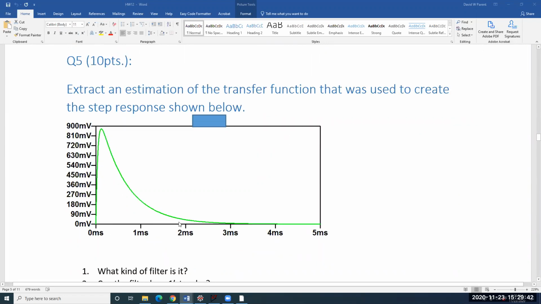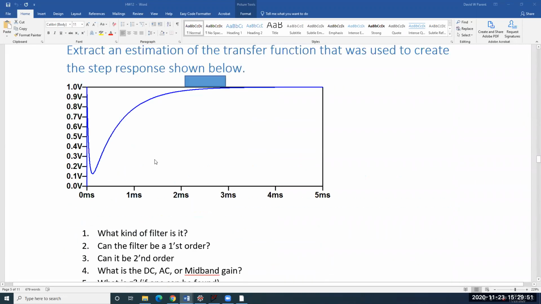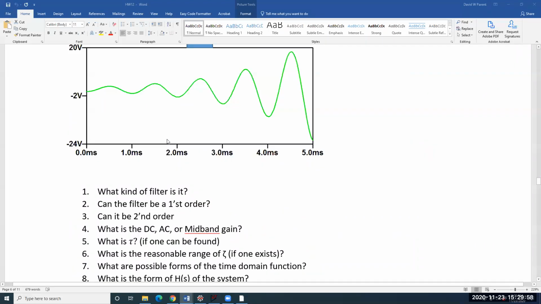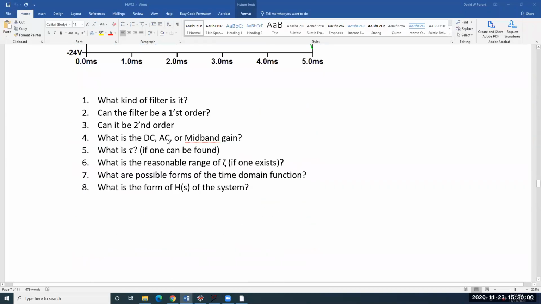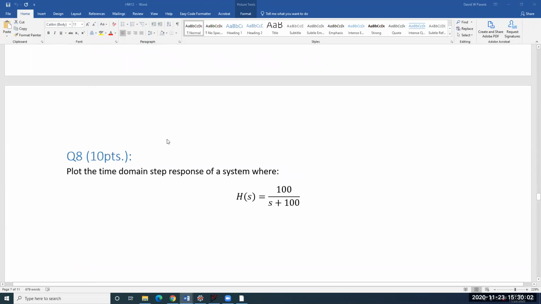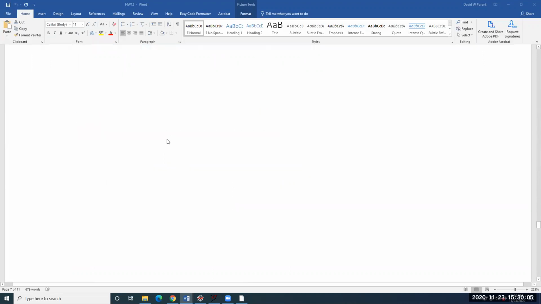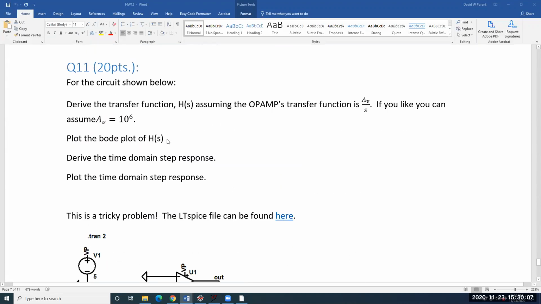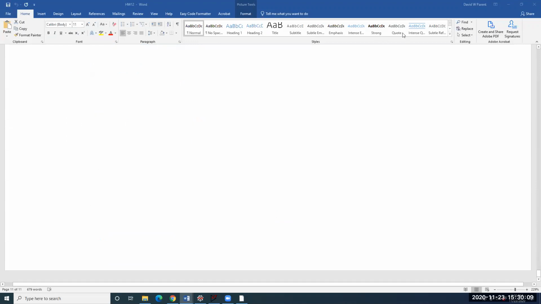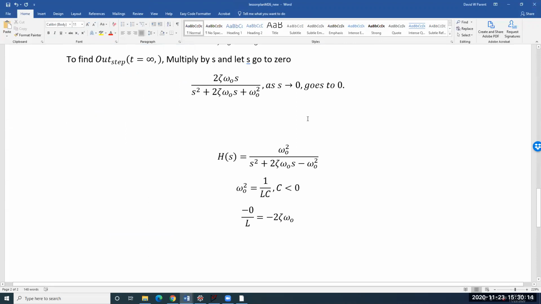Again, we have something that starts and ends at zero, but it doesn't go right up to one, right? And here we start and end at one. And yep, I have a tricky one. And then I believe these are some review questions for the final.